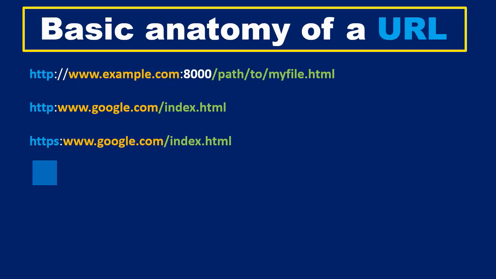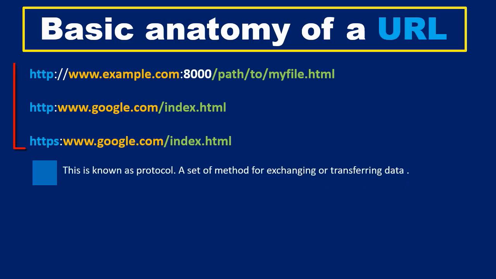So the blue part is known as a protocol. A protocol basically is a set of methods for exchanging or transferring data around a computer network, which also includes the internet. So the way the web communicates is via the protocol called HTTP. Now you can either use HTTP or HTTPS. Notice here we have HTTPS. HTTPS is a more secured protocol than just HTTP.